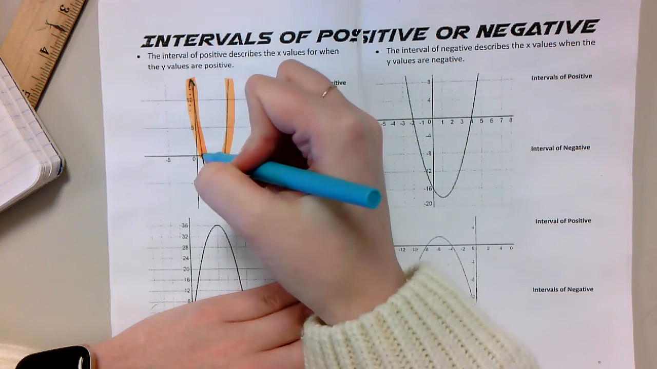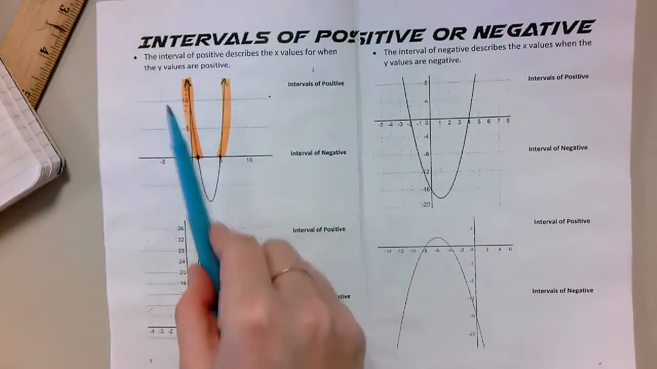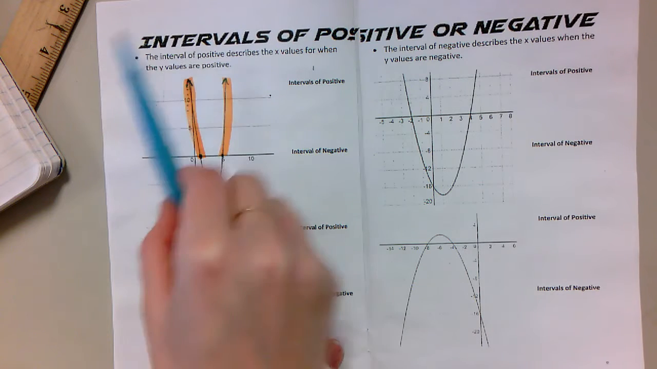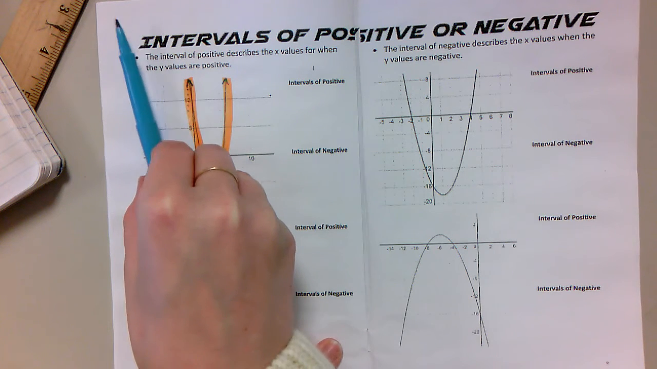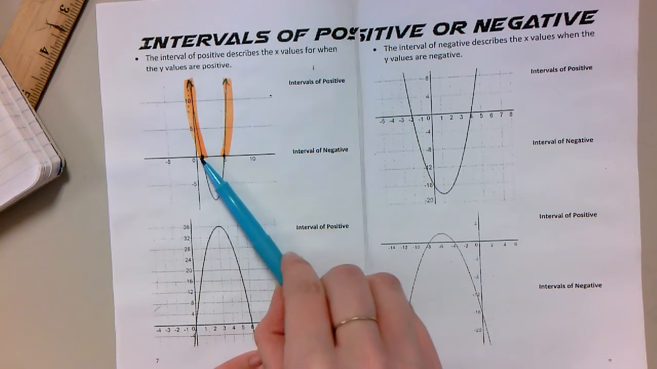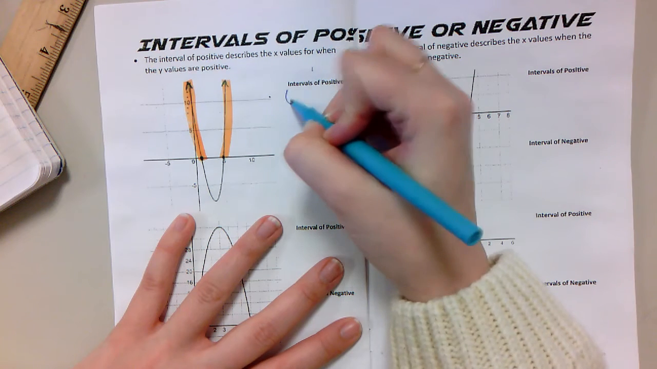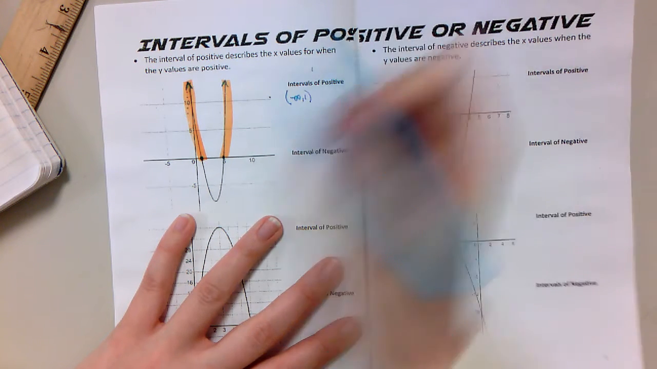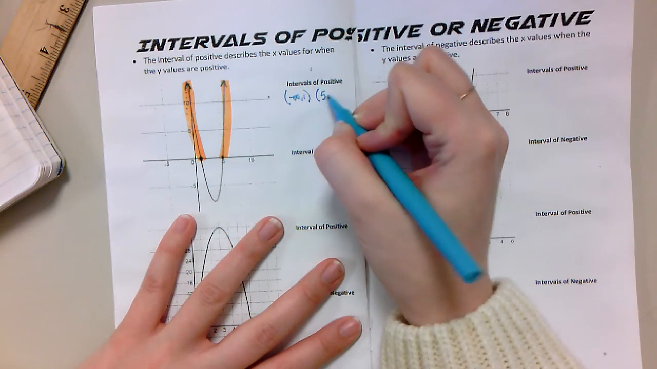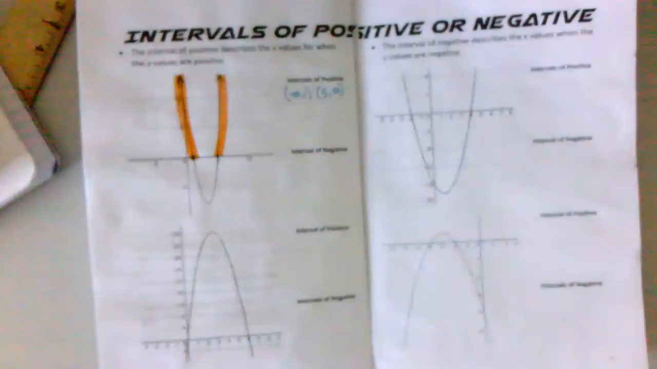Let me put a line there. Okay, well, we know that this graph goes on forever and ever and ever to negative infinity. It's going to the left there. So if negative infinity is where we start, this graph has values of positive y values until it gets to right here, which is 1 on the x-axis. So the interval of positive would be between negative infinity and 1, and then it picks back up right here at 5 and goes to positive infinity. Because between 1 and 5, it's in the negatives, so we can't include that.